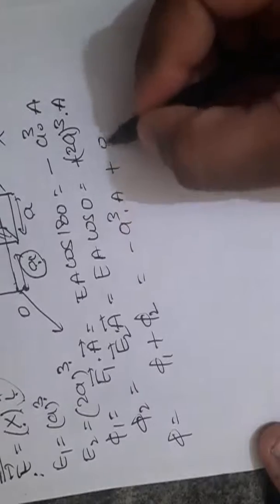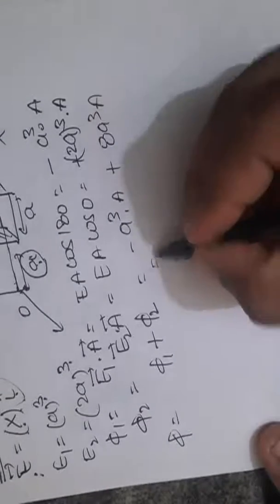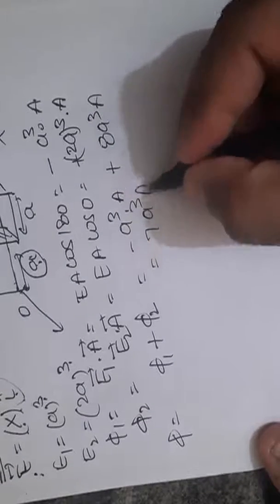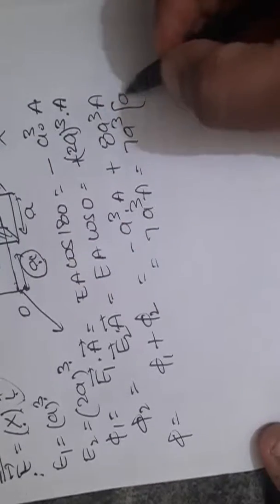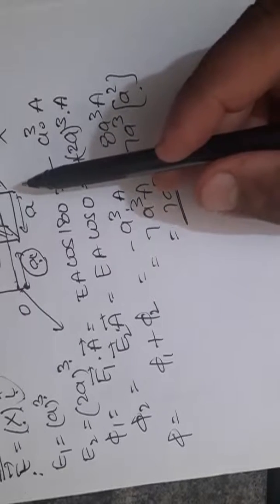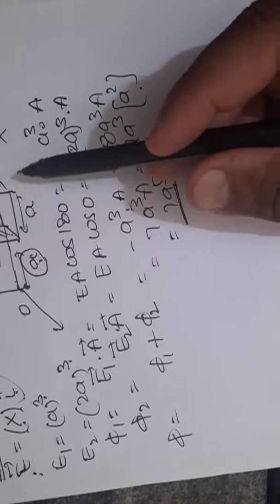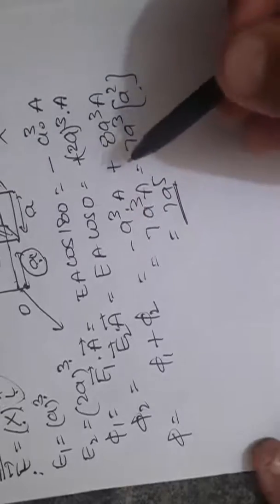Clear? So what will be the net flux? Since flux is a scalar quantity, simply add phi 1 plus phi 2, so it will be minus a cubed A plus 8a cubed A. If you solve, it comes out to be 7a cubed A. You put the value of A, the area, which will be side squared, so it will be 7a cubed times a squared, that is 7a to the power 5. Sometimes the question might be like this: calculate the electric flux through the surface by putting values in this formula.